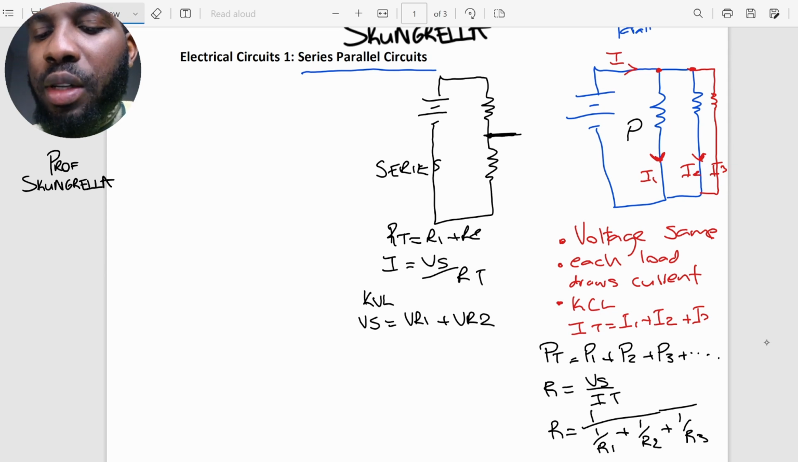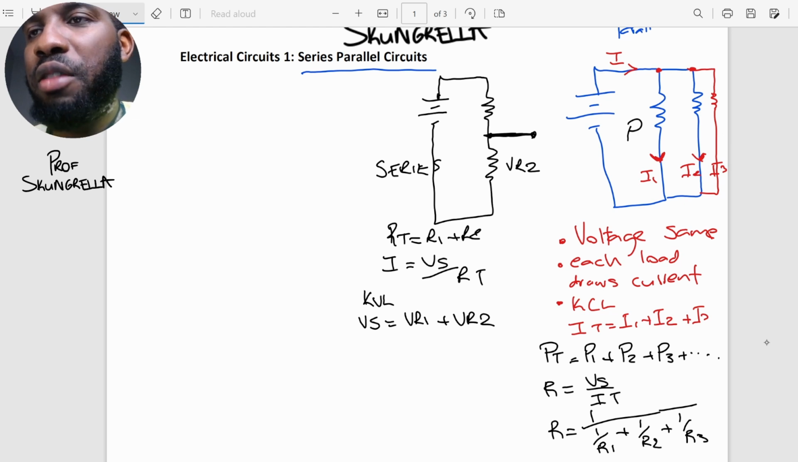Right? Now, again, we start with a particular voltage here, we drop some across this resistor and the rest is across here. So if you took your meter and you're measuring right here, you're going to get the voltage across this second resistor right here. Now, this is called a voltage divider circuit.